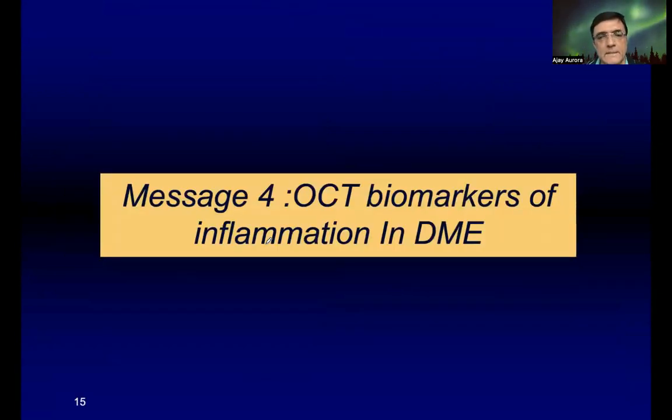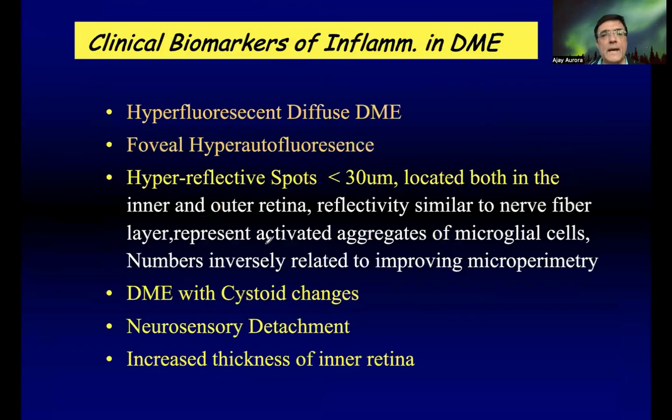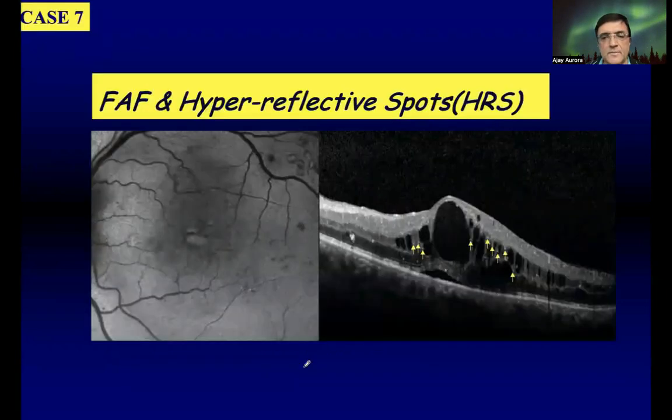Now, there are situations where OCT tells us that there could be an inflammatory factor as an underlying process which is going on in diabetic macular edema. So these are some of the biomarkers which are relevant for finding out that steroids are going to work in diabetic macular edema. You have hyperfluorescence, which is diffuse. You have a foveal hyperautofluorescence. Then you have, the most important is this hyperreflective spots, which I'll just show you. And then you have cystoid spaces, a neurosensory detachment, and increased thickness of the inner retina.